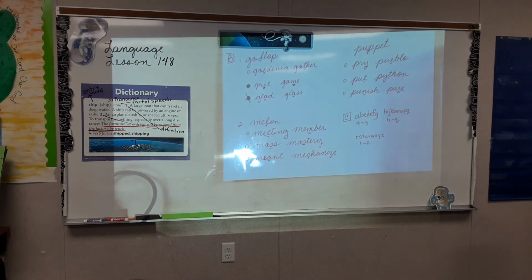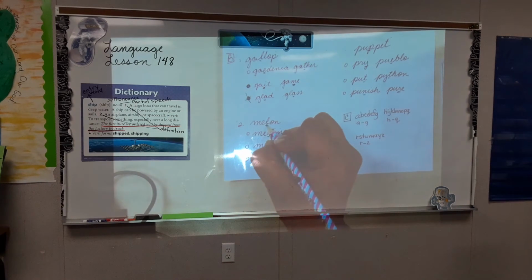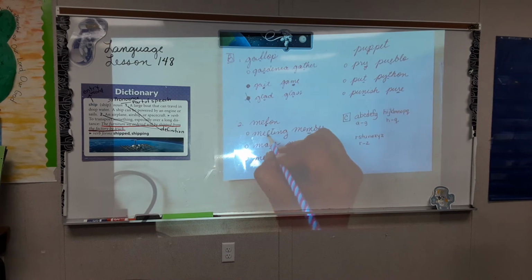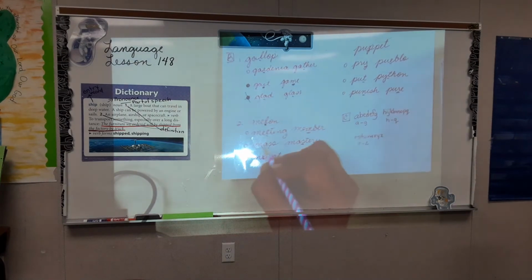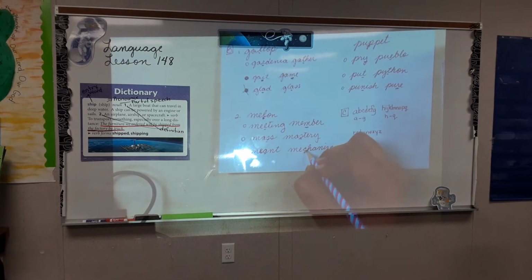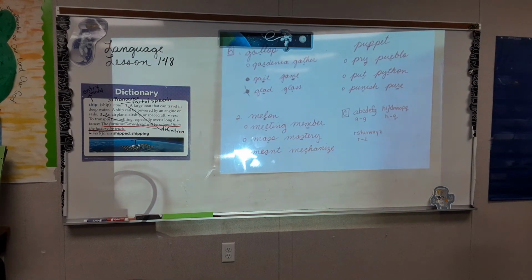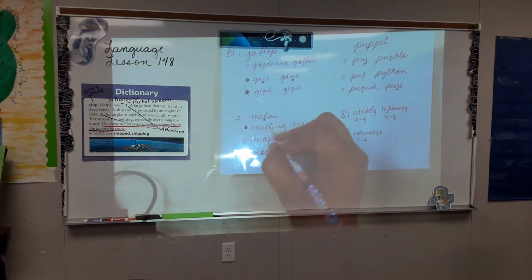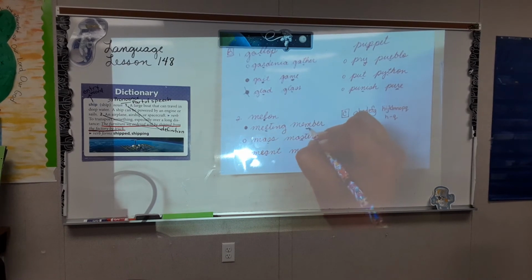Let's go to melon. Again, I'm going to look for my third letter. So L, does it come between E and M, S and S, or A and C? It will be meeting and member. L comes between E and M.